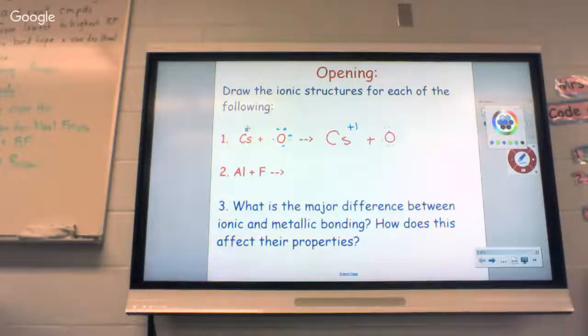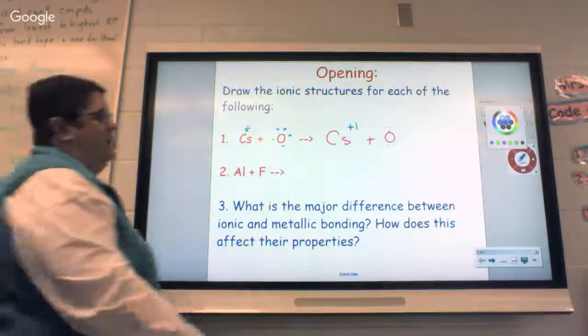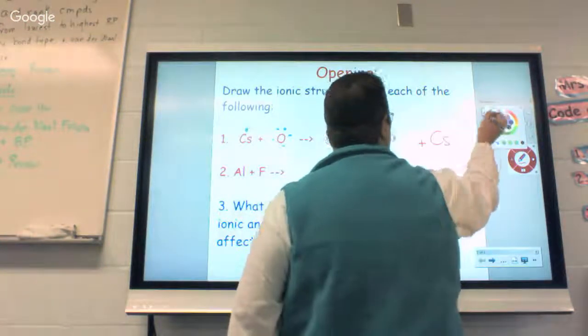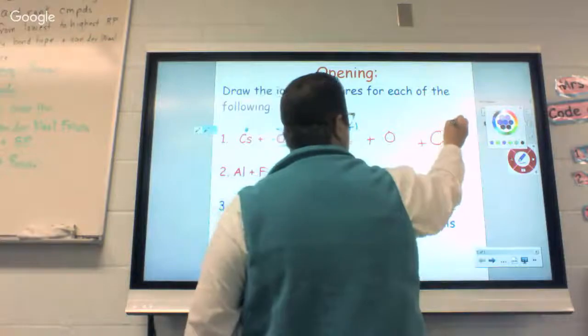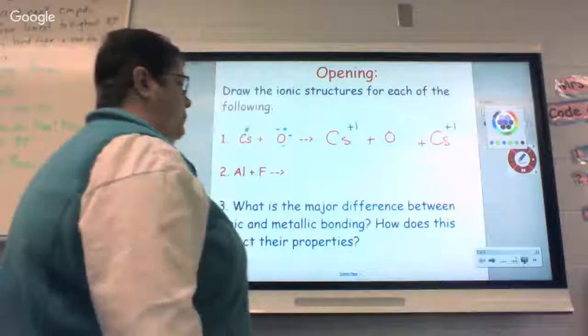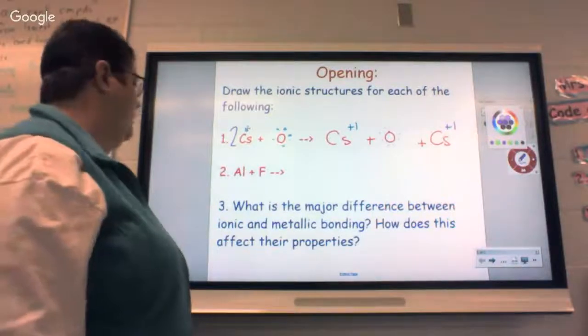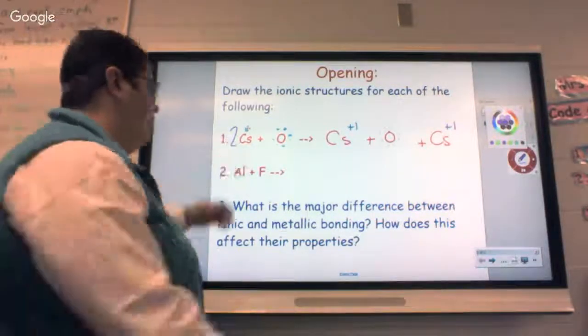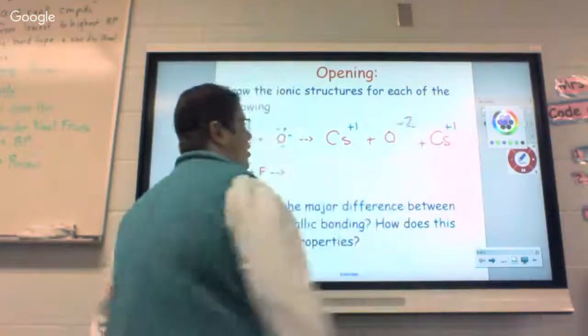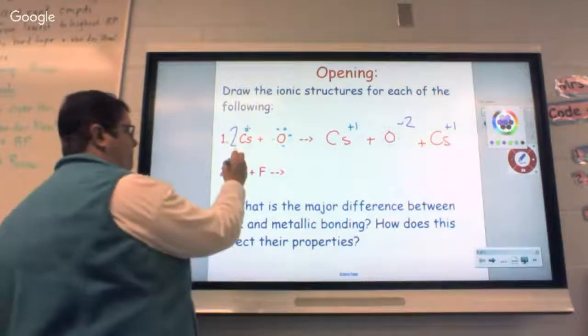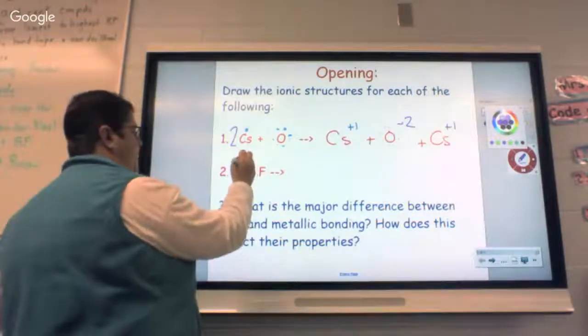So Cs lost one, O gained it. Is O happy? So what are we going to do to it? Add another Cs. Okay? So if we add another Cs, it will give one to O. And then, how many Cs do we have total? So we put a 2 there. Everybody go with that? Marvelous. Oh, I forgot my negative 2 on O. Thank you. All right, so Al has how many? Okay. And F has how many?